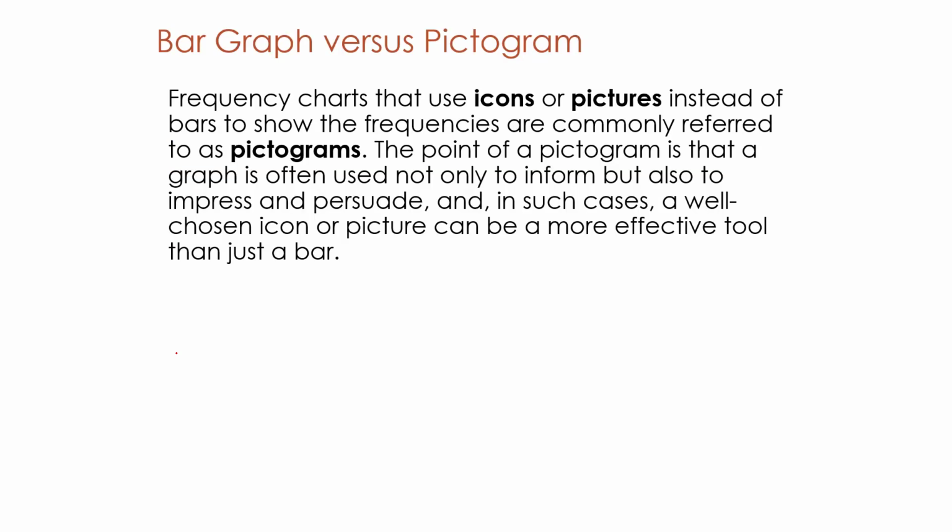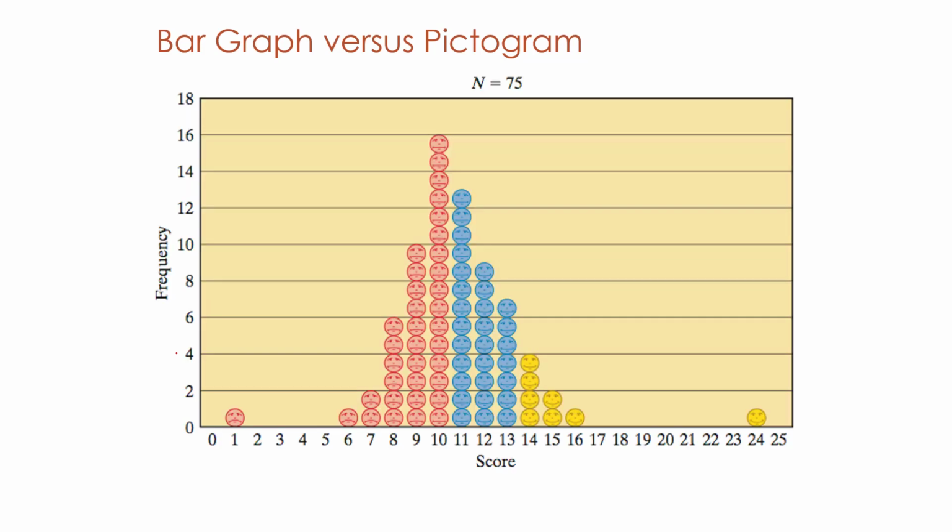Okay. Bar graph versus pictogram. Frequency charts that use icons or pictures instead of bars to show the frequencies are commonly referred to as pictograms. The point of a pictogram is that a graph is often used not only to inform but also to impress and persuade, and in such cases, a well-chosen icon or picture can be a more effective tool than just a bar. So here's the same bar graph, but he put pictures in here instead.